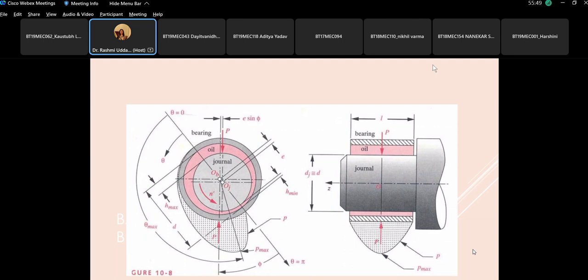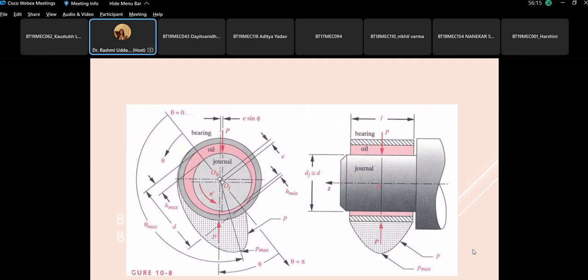What do you think? It should be as large as possible to ensure that this is hydrodynamic lubrication. So we want this H minimum to be maximum, as large as possible, and accordingly we'll see how the graphs are plotted for H minimum versus other parameters.